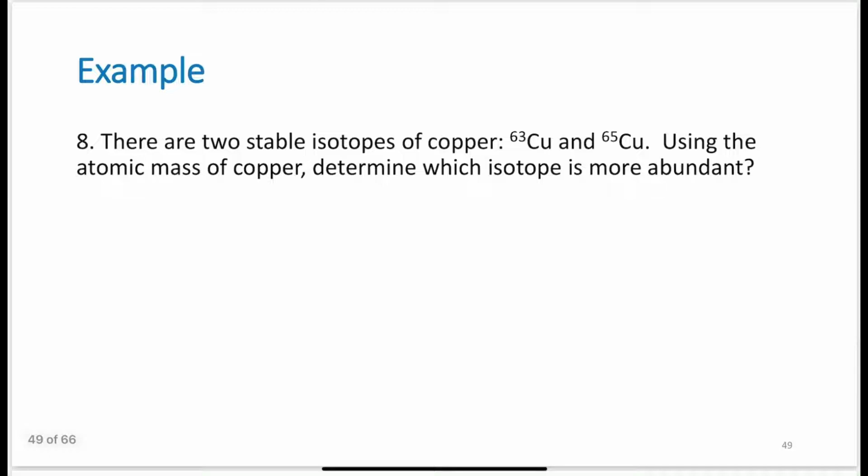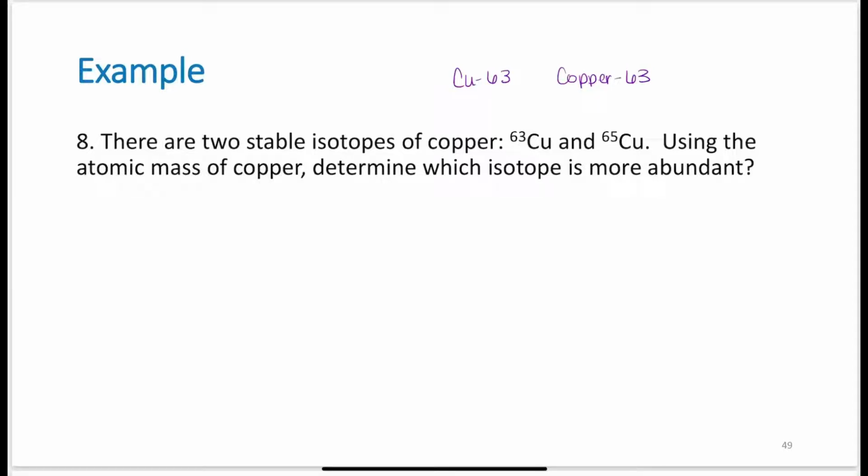Okay, let's look at some examples, some other types of examples other than just definitions. There are two stable isotopes of copper, copper-63 and copper-65. Remember, we can write them like this. I could also say Cu63 or copper-63. All mean the exact same thing. Using the atomic mass of copper, determine which isotope is more abundant.